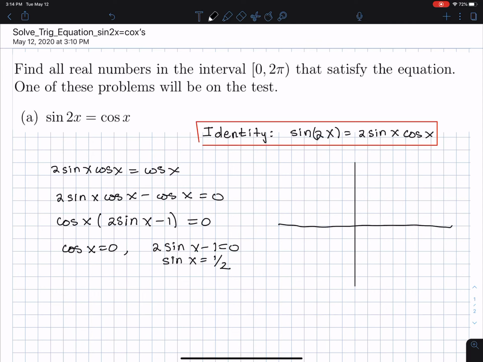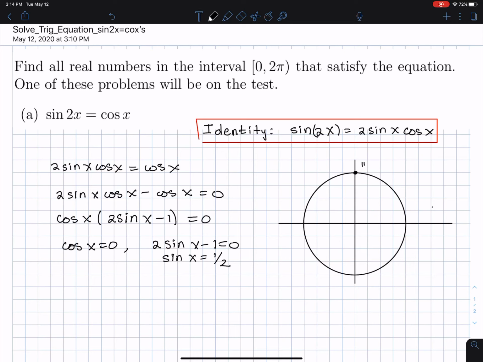So I'm going to draw a unit circle to do this job here. And on the unit circle, when is cosine equal to 0? Well, at pi over 2, I have 0, 1. Remember that cosine is the x-coordinate. And at 3/2 pi, I have 0, -1, and that means that cosine 3/2 pi is equal to 0.